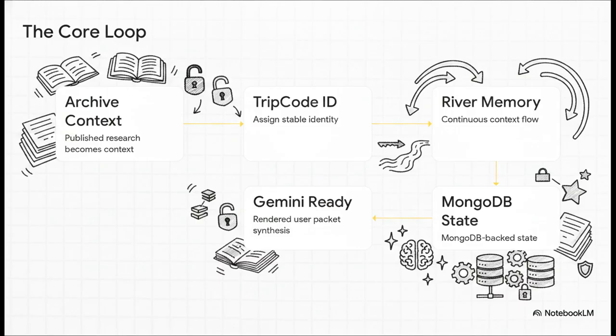First, we start with the archive context. That's the published research itself. Then, step 2, we assign it a stable trip code identity. From there, we establish river memory for a continuous flow of context. We lock all of that down with a MongoDB-backed state, and finally, we run a Gemini-ready synthesis. The whole shebang systematically converts raw, unstructured data into highly structured agent memory.